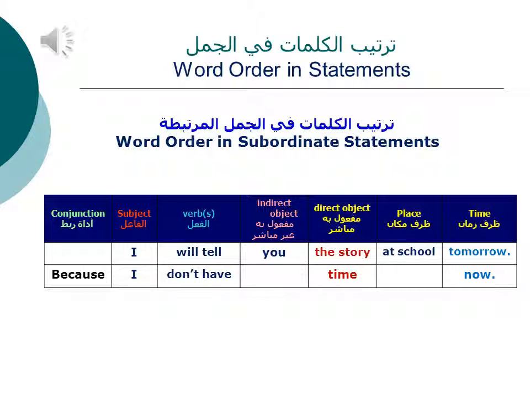Now if we have a conjunction, then the conjunction is placed at the beginning. Because I don't have time now. Now this is an answer to a question. Like somebody said to you, why can't you do it now? Then you say, because I don't have time now. But we cannot use this kind of structure in writing.